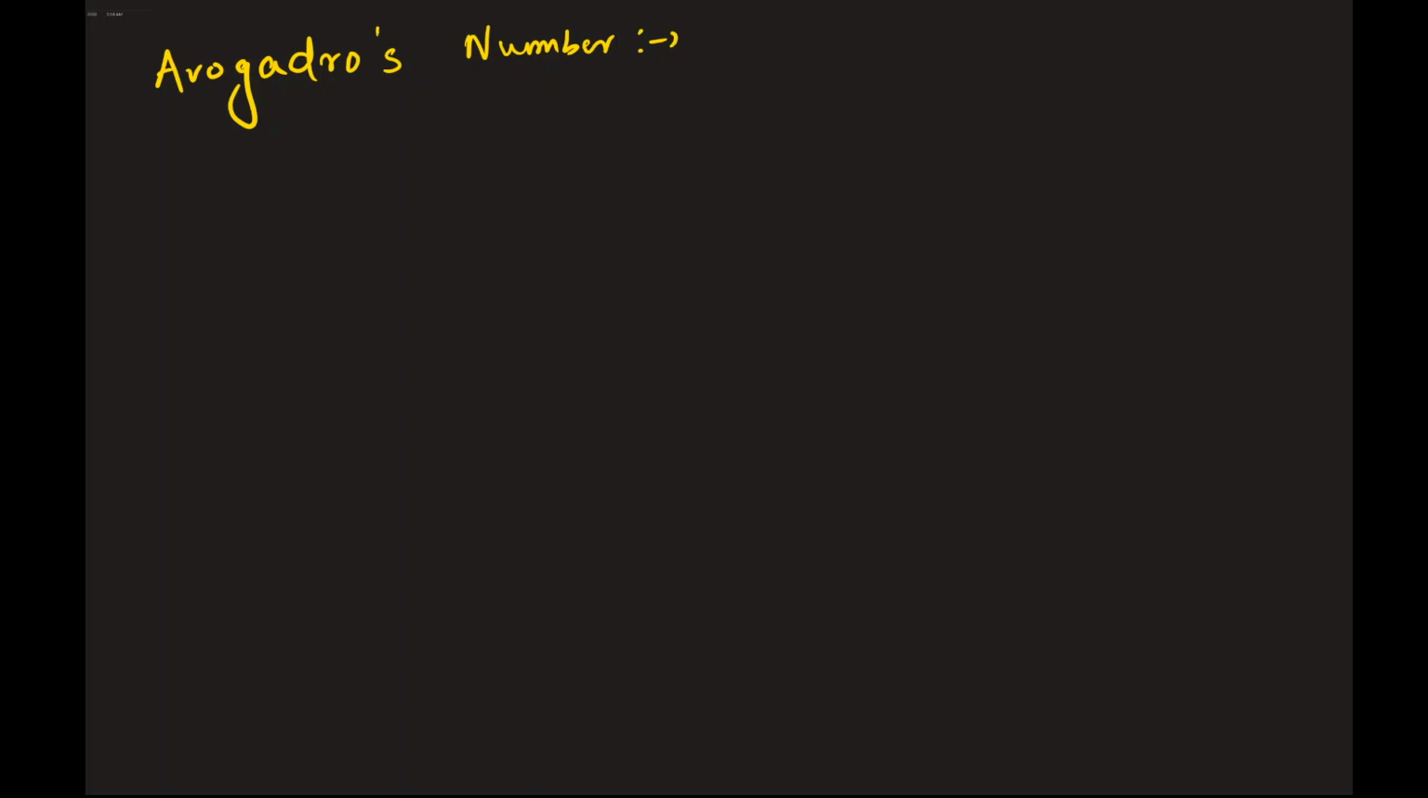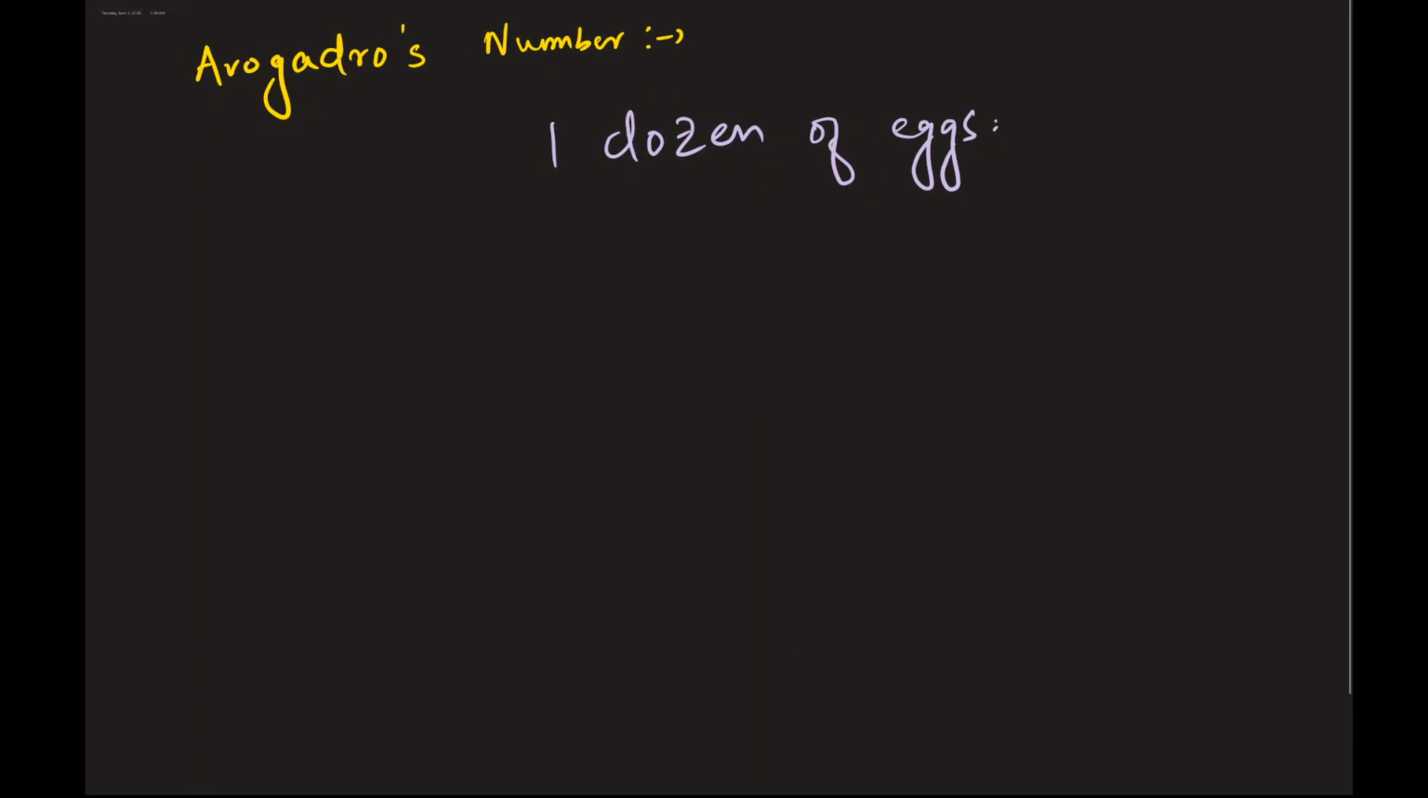Hello everyone. In this video we will start with chapter 7 where we will discuss moles and Avogadro's number. Before we jump into moles and Avogadro's number, let me ask you a quick question. If I say 1 dozen of eggs, what does this mean? So this means that we have 12 eggs, right?